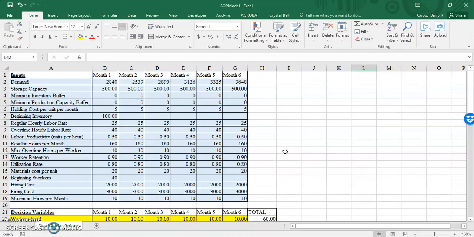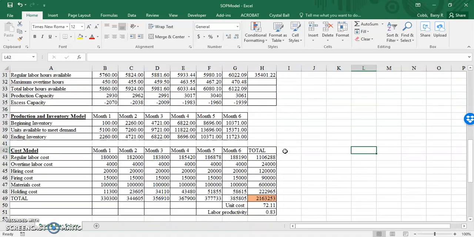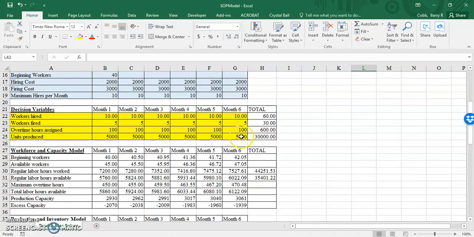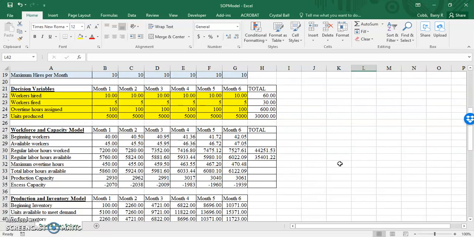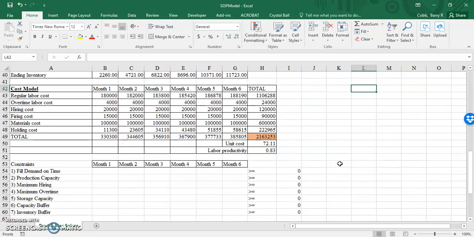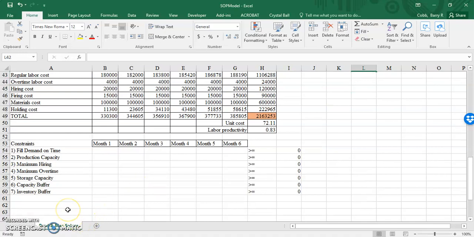In Excel, I have opened the model that was developed in the SOP tutorial and the other two videos on sales and operations planning. All of the formulas are in the model. The decision variables simply contain starting values, and the solver setup is incomplete. At the bottom of this worksheet, I've created a new section that lists the 7 different constraints that are considered in this model.